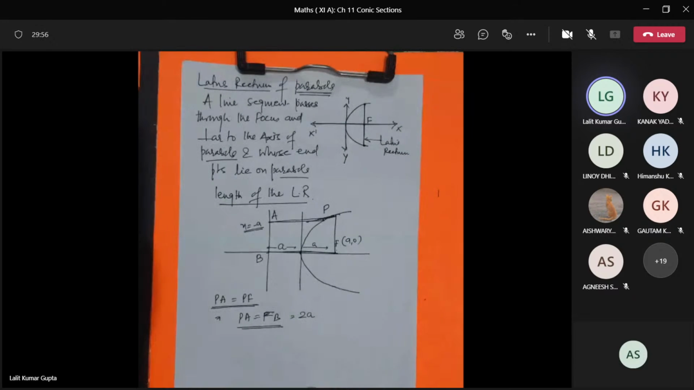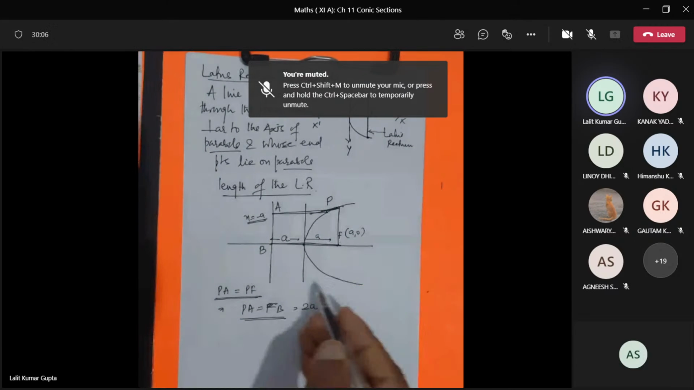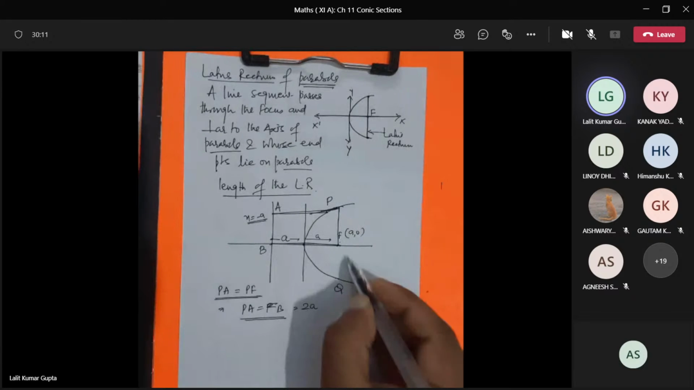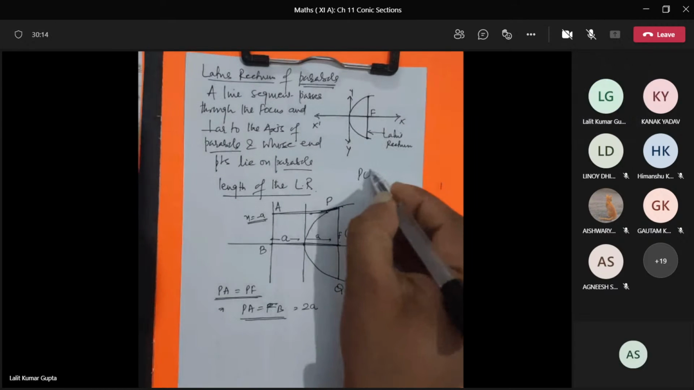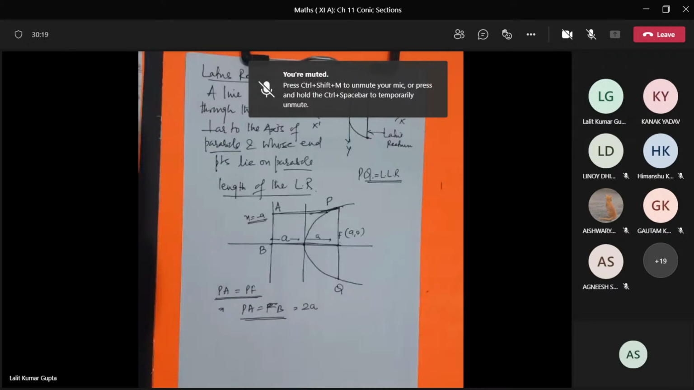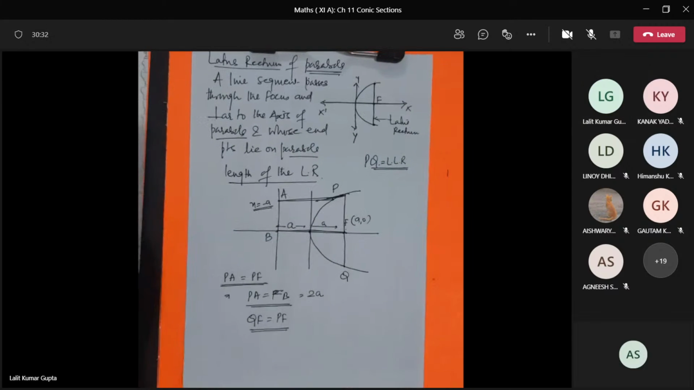Now what concept are they applying now? Tell me, beta. See, the geometry is in front of you. Let this be P, and let us call this Q. So this line PQ is known as the length of the latus rectum. So using this concept, beta, we can say that QF is equal to PF. Can we say that? Tell me, beta.